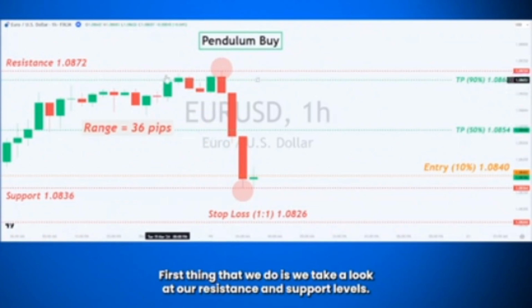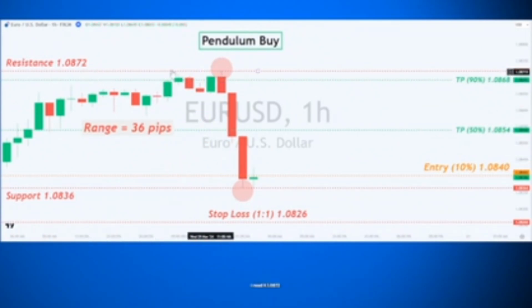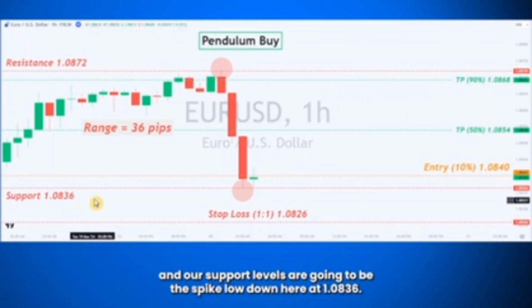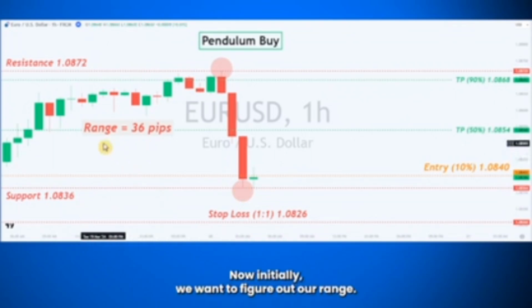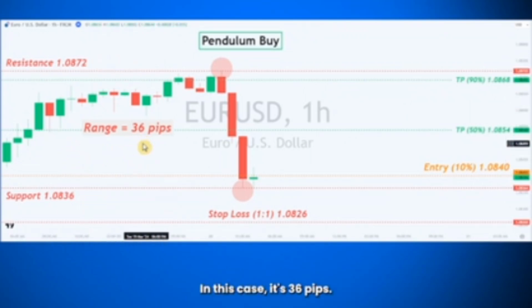First thing that we do is we take a look at our resistance and support levels. You'll notice resistance is going to be this spike high right up at 108.72, and our support level is going to be this spike low down here at 108.36. Now, initially, we want to figure out our range. Our range is going to be the difference between our resistance level and our support level. In this case, it's 36 pips.